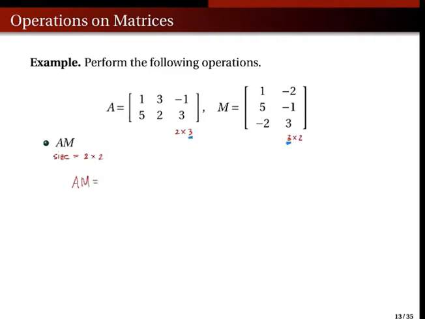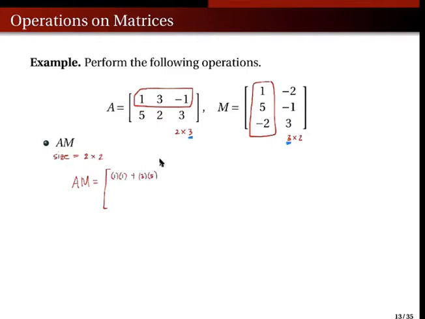So AM. I'll try to use different colors. So let us start with the red. So the first one, I'm going to multiply this with this. Okay? So you will have 1 times 1. Let me write this completely. You have 1 times 1 plus 3 times 5. So 3 times 5.